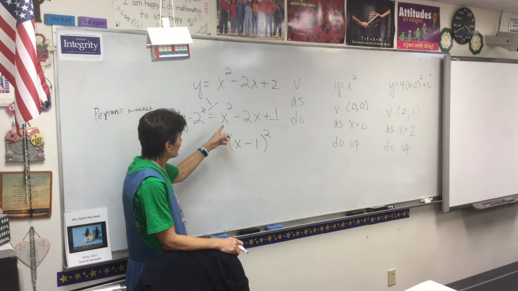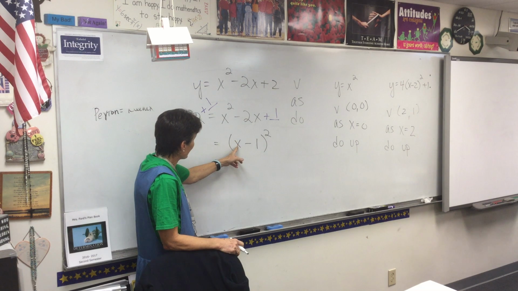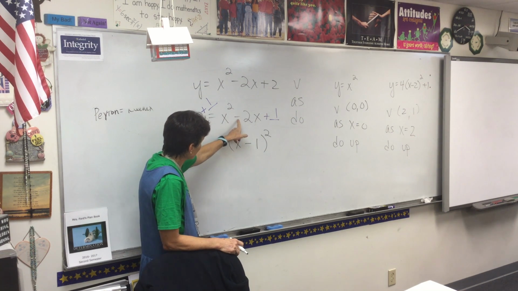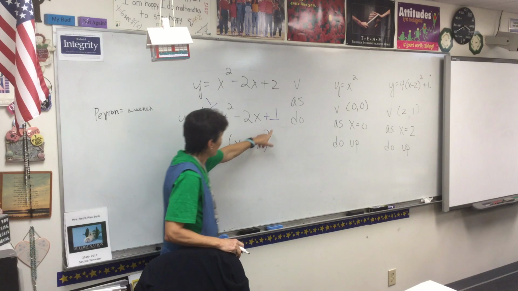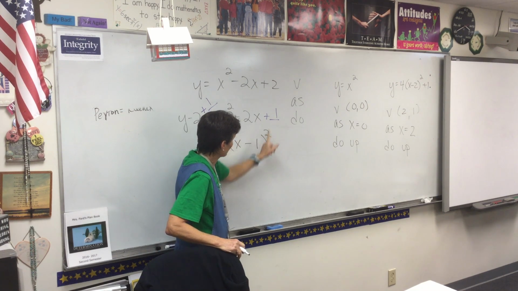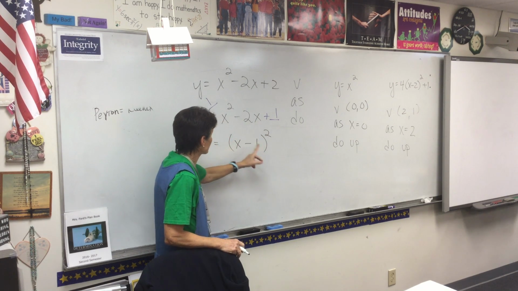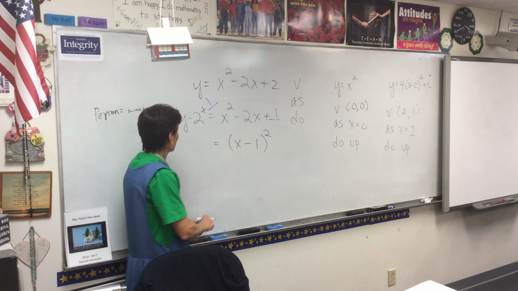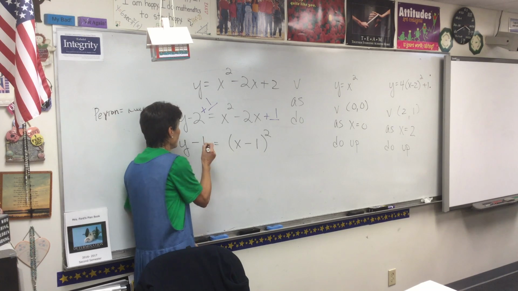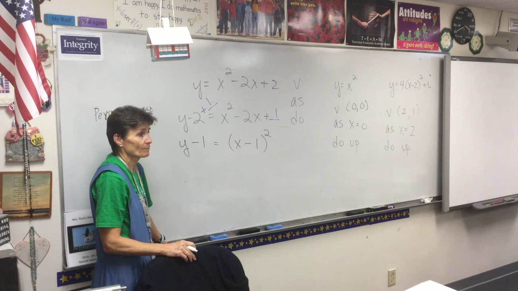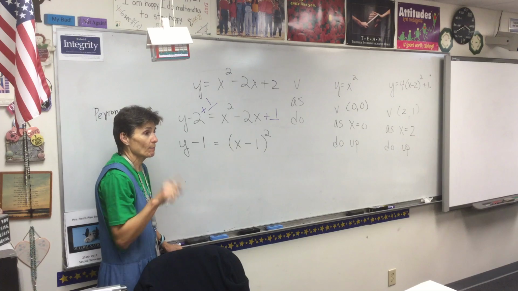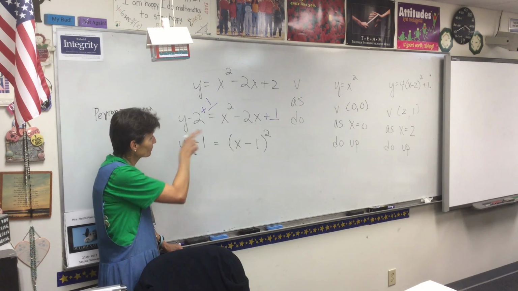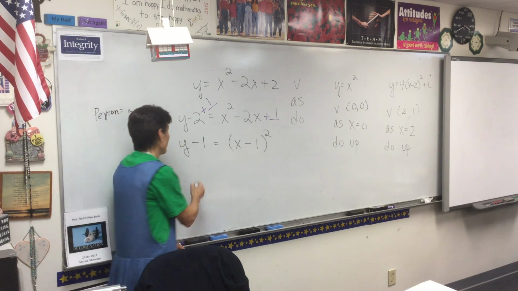Or you remember, this is always going to be X. This is always going to be that sign. And this is always going to be the square root of that. Always. So this is going to be X minus 1 squared. And over here, we have Y minus 1 when we combine like terms. Now there's one more step. What do you think we're going to do now to make that look like that? Add the 1 back over.